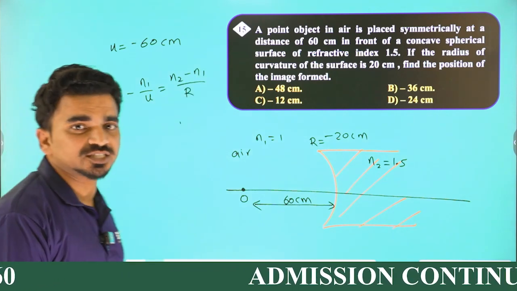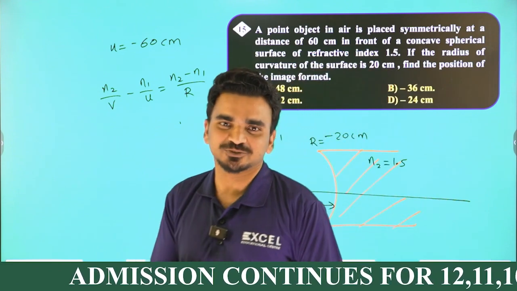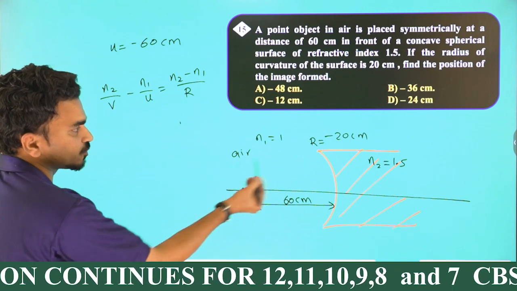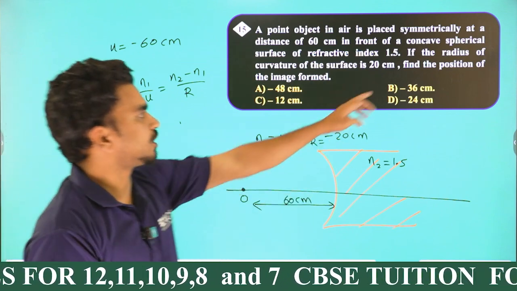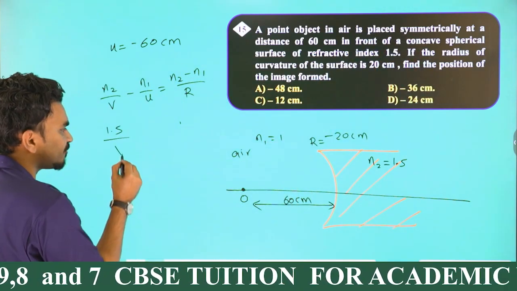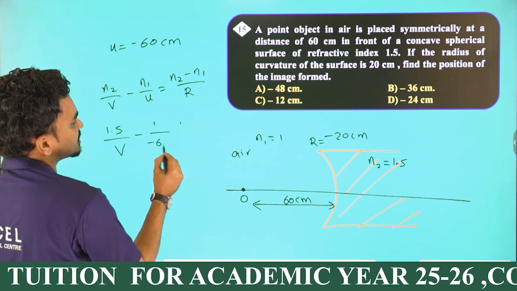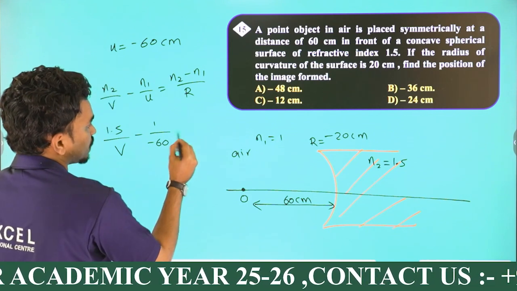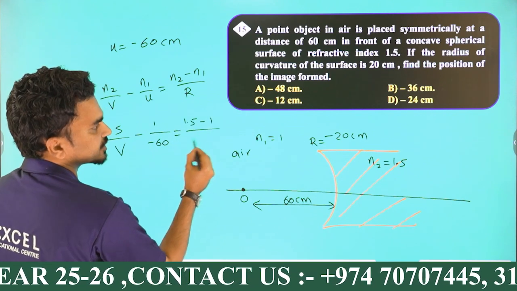I am repeating, students, this is not only an MCQ question. It can be asked as a 2-mark question also. Keep that in mind. Now it's just substitution. Substitute all the values. N2 is 1.5. We need to find the position of the image, that is, the value of V. N1 is 1, U is minus 60, N2 minus N1 is 1.5 minus 1, divided by radius, which is negative 20.